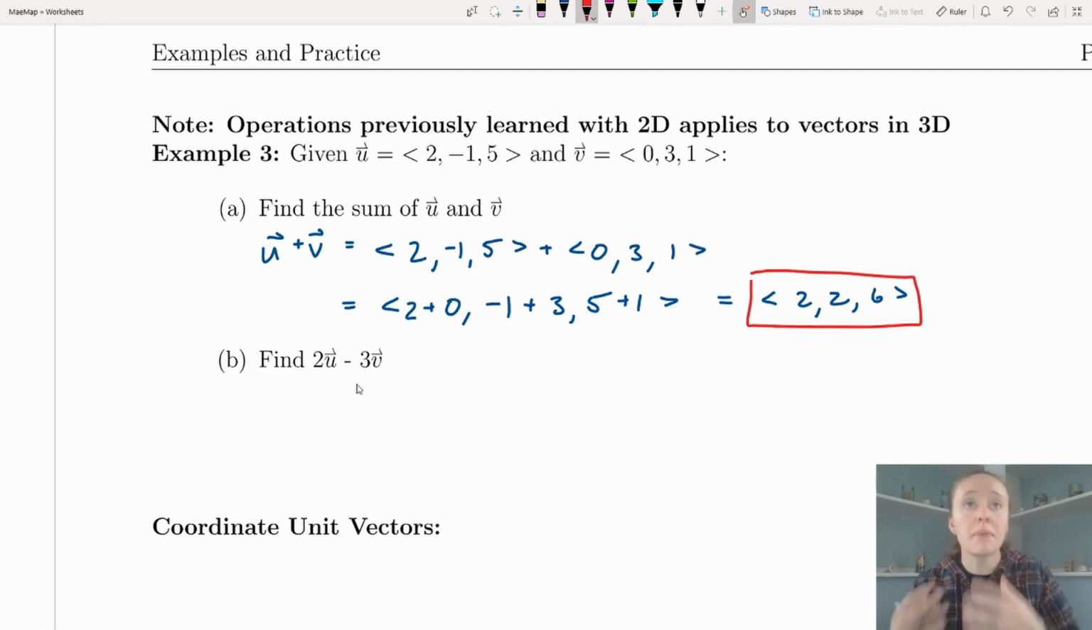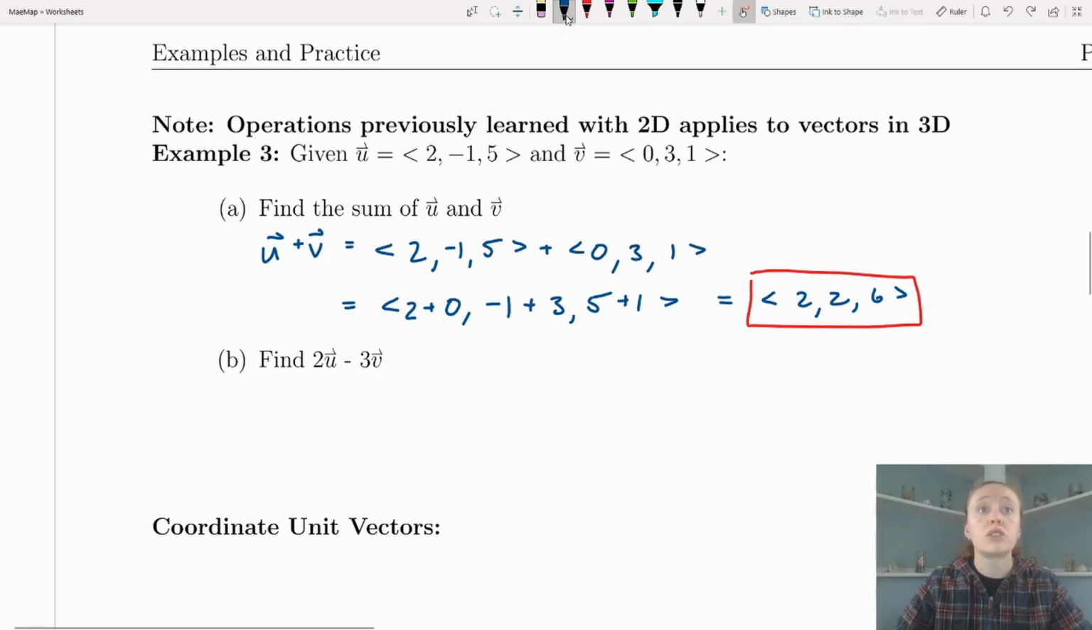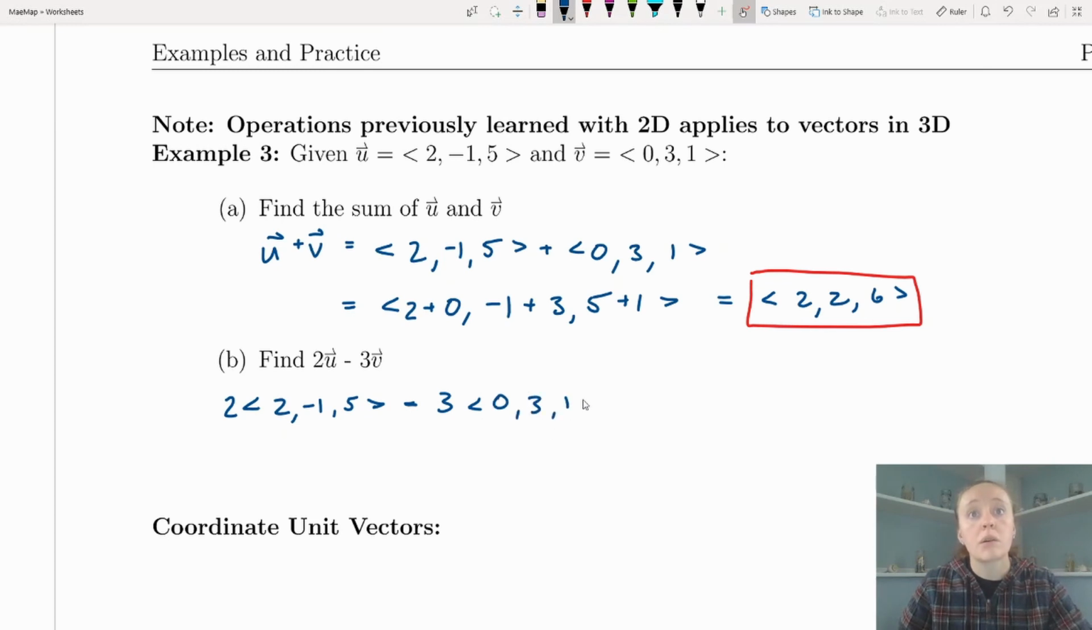So we went over summing vectors, so vector addition. We can also scale vectors by multiplying, and we can also do vector subtraction, because subtraction is just adding that negative. And remember, for scaling vectors, we multiply the scalar, which is just a real number, into each of the individual components in our vector. So for 2u minus 3v, we'll do 2 times 2, -1, 5, and we'll subtract 3 times 0, 3, 1.